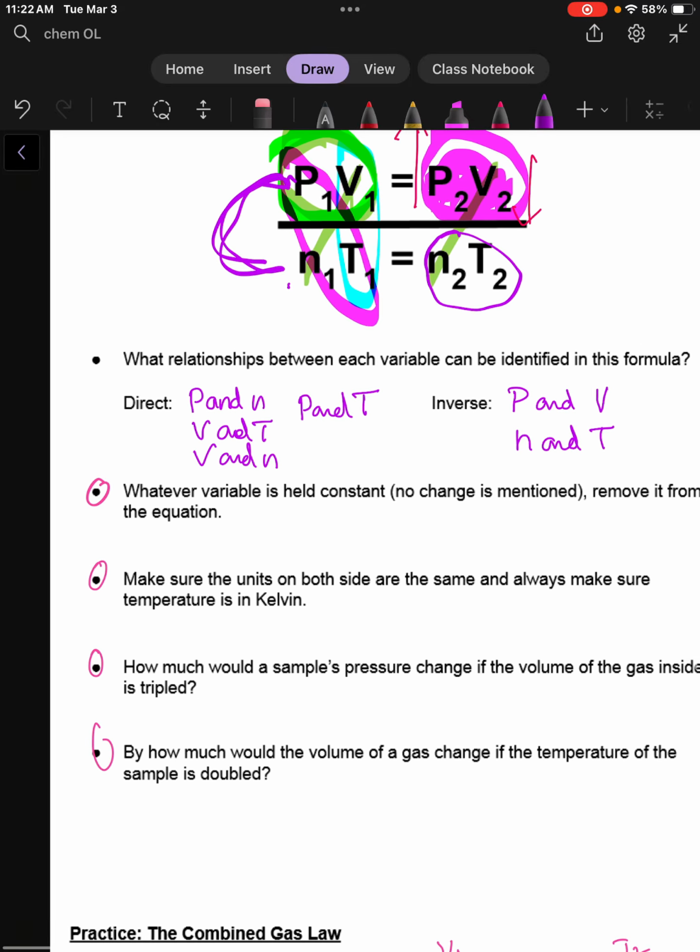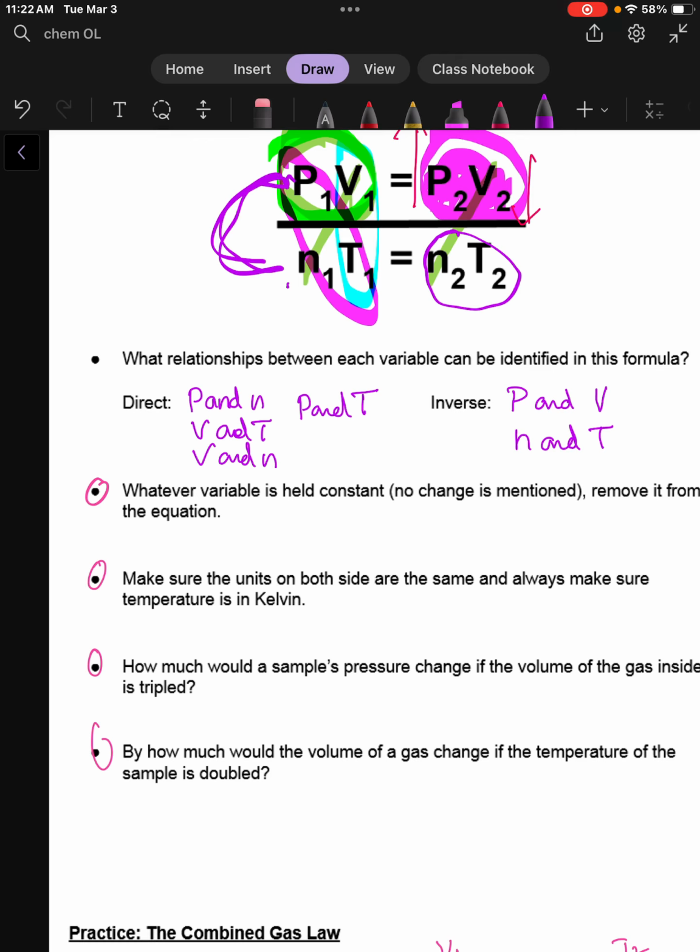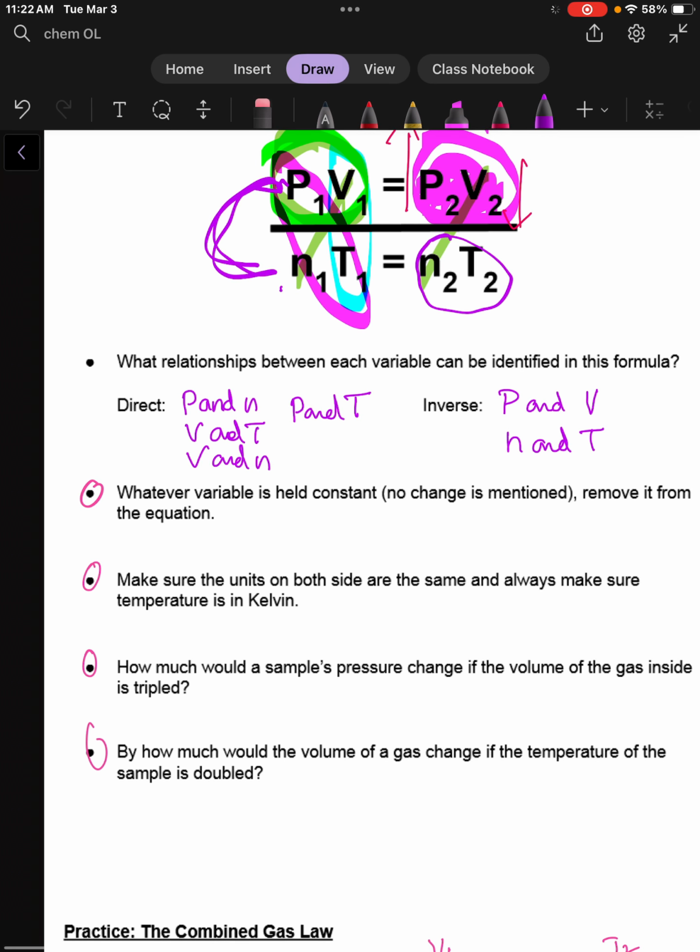Then I'm going to show you how you can do the calculation using this equation. Those are the steps given here. When a variable is constant, you can remove it. Then the units on both sides must be the same, and temperature must be in Kelvin.